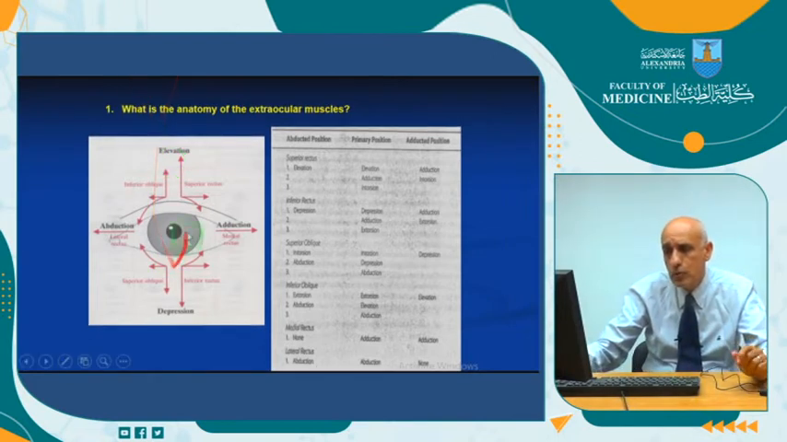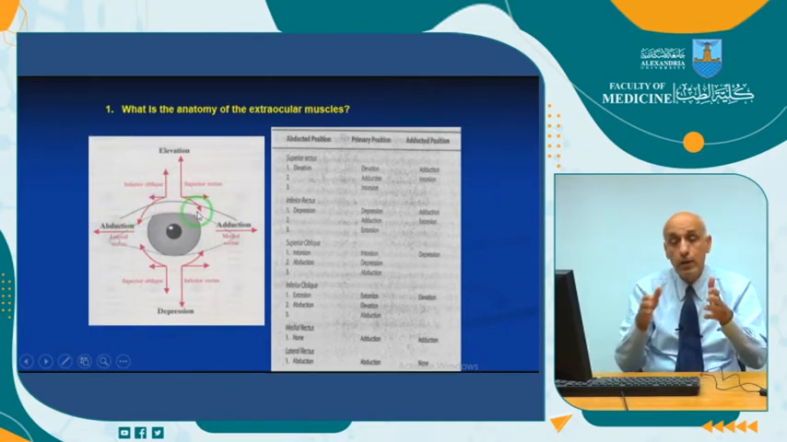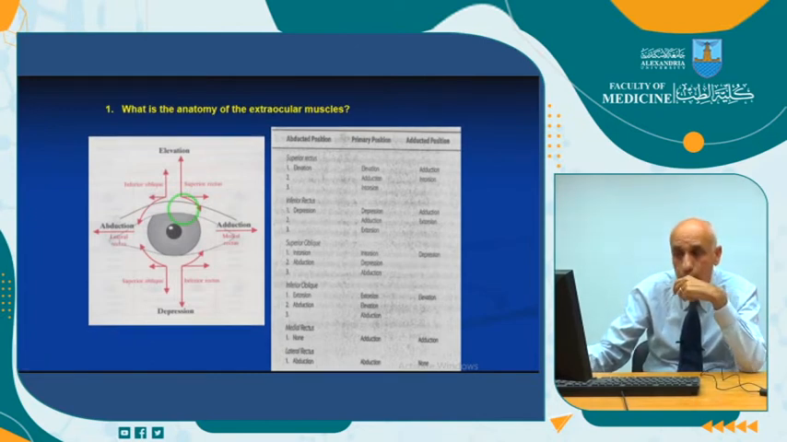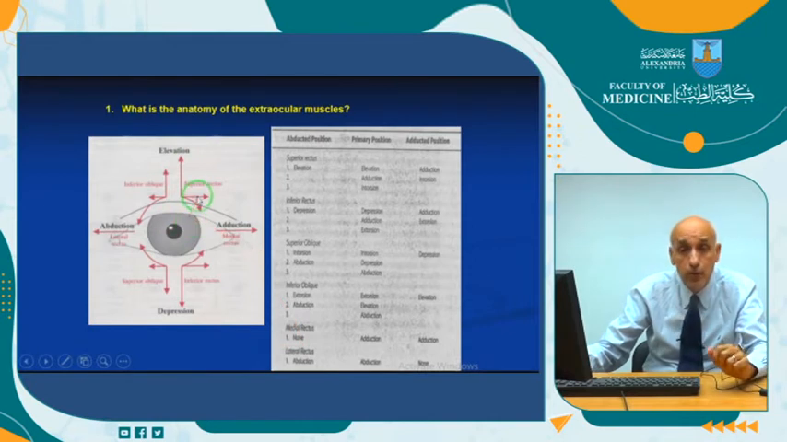So the superior rectus will do elevation, intorsion, and adduction. The inferior oblique will do elevation, extorsion, and abduction. When you put these axes together, you'll find that they eliminate each other. So when you look straight upward, two muscles do this upward action, the superior rectus and the inferior oblique. And the reverse will be in depression.